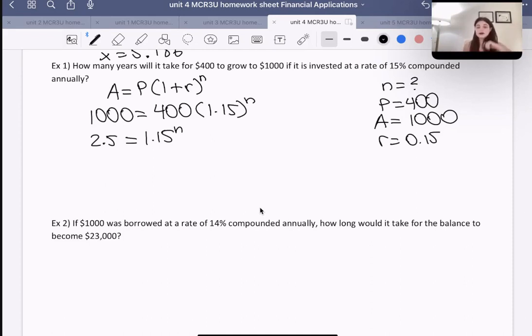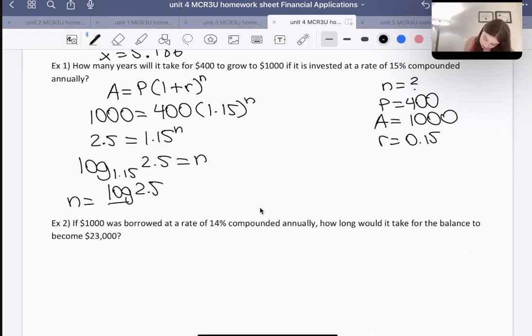1,000 over 400 is going to be 2.5 or 5 over 2, same thing. And now I'm going to apply my logarithm. So here we have a log with a base 1.15 and our answer is 2.5, and the power we're looking for is n. And again, this is equal to log of 2.5 over log 1.15.